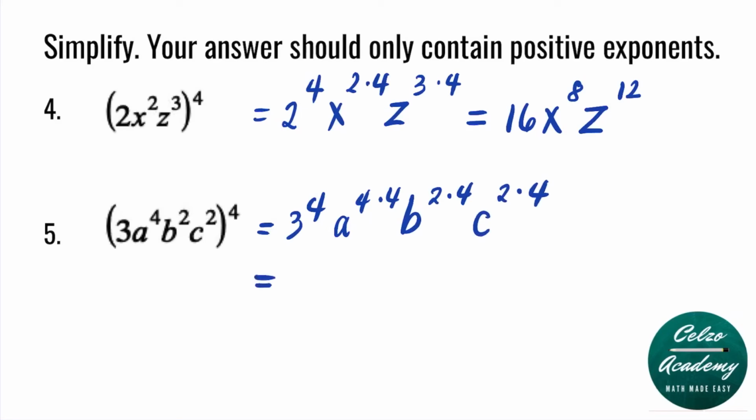3 to the 4th means multiplying 3 by itself 4 times, and that will give us 81. A to the power of 4 times 4, that's 16. B to the power of 2 times 4, that's 8. And c to the power of 2 times 4, that's also 8. So the answer for number 5 is 81, a to the 16th, b to the 8, c to the 8.